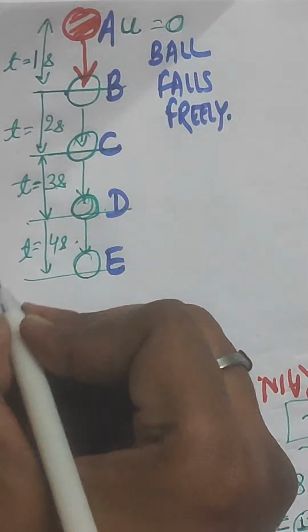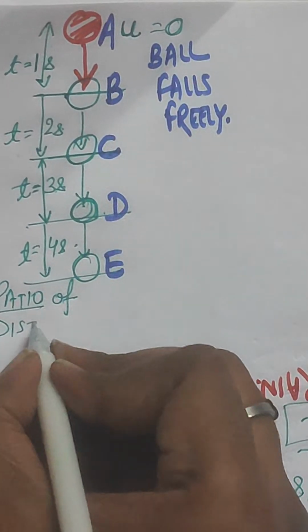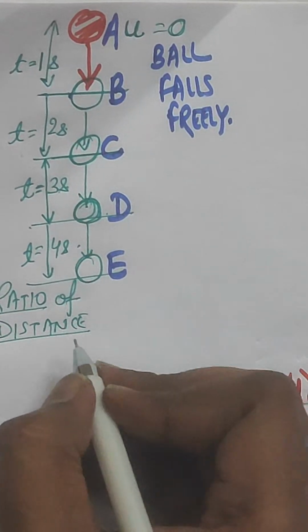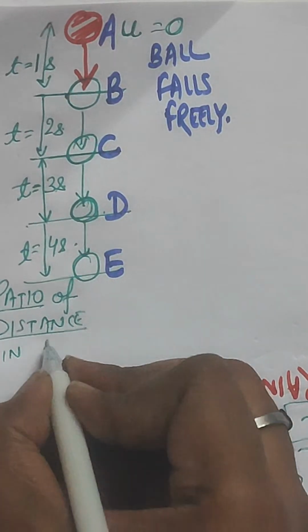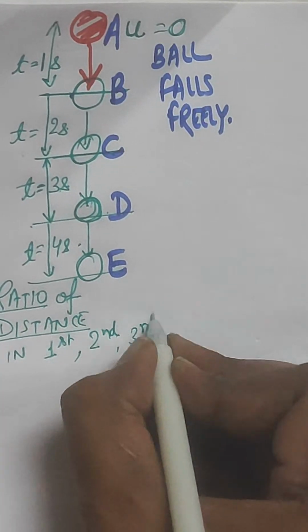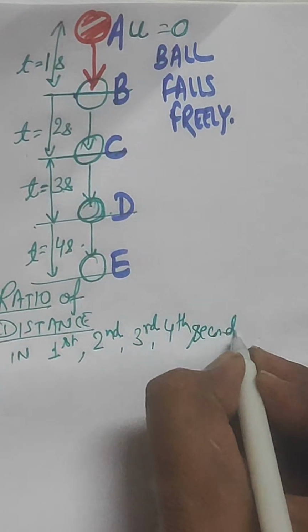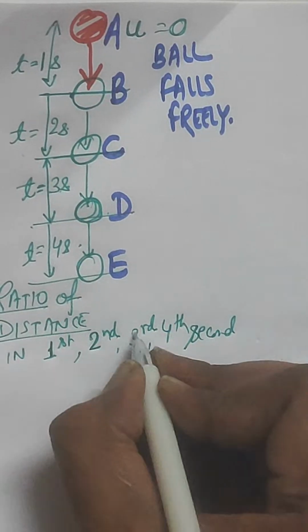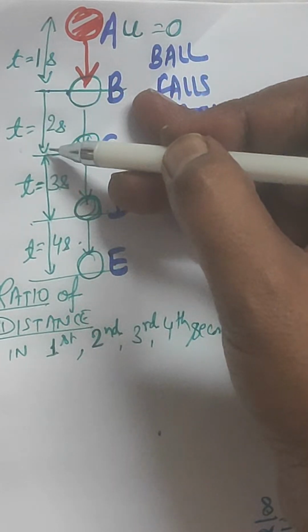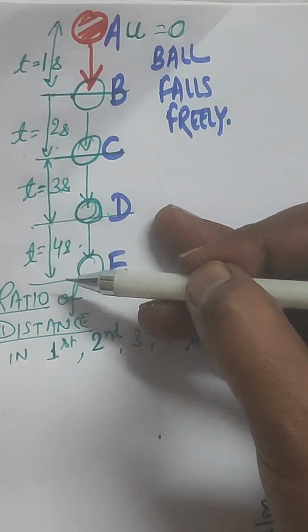The ratio of distance traveled in first, second, third and fourth second. That means in the first second what is the distance covered, after that in the second what is the distance covered, after that in the third second what is the distance covered, and in the fourth second what is the distance covered.